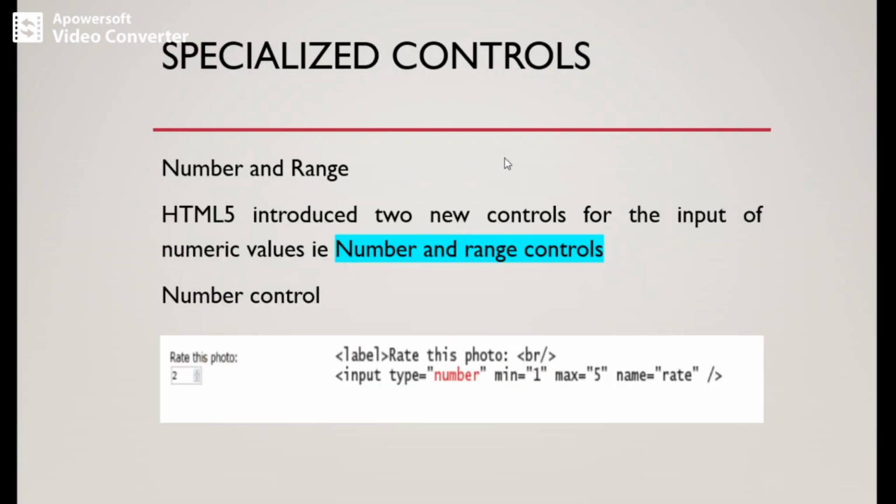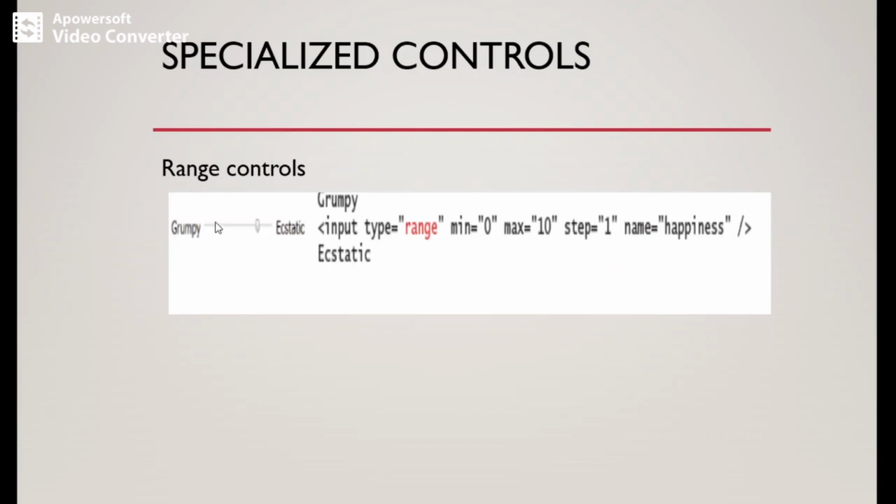Now specialized controls are, we have number control and range control. So numeric values you can specify in number control. So you can look here, rate this photo. So label, it is created using label. Now input type is equal to number means I can set here minimum 1 and max 5, 1 to 5. Same thing, range controls, we are using the slider type. So you have to specify input type is equal to range. So we are starting min is equal to 0, max is equal to 10.